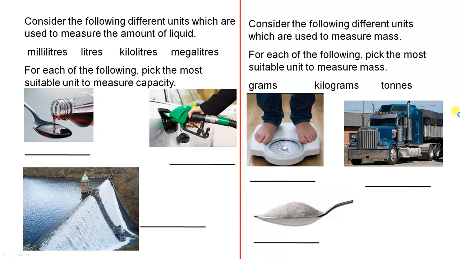Consider the following different units which are used to measure the amount of liquid: millilitres, litres, kilolitres and megalitres. For each of the following, pick the most suitable unit to measure capacity. So you've got some medicine in a little teaspoon, you've got someone filling up their tank with fuel, and you've got this large dam of water. And you have to pick the correct units from this list here. You are to pick only 3.